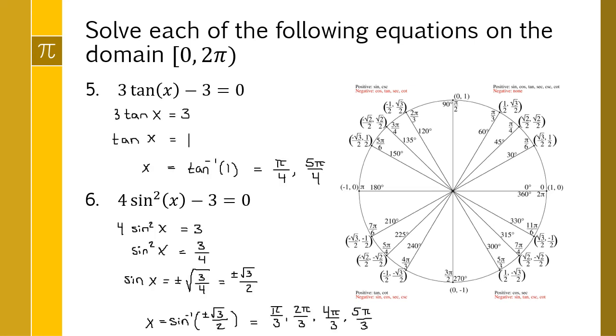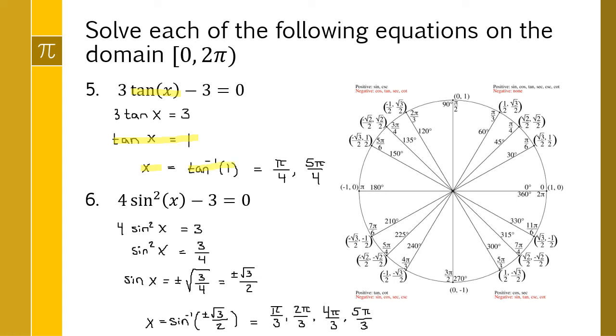And here are your solutions for problems 5 and 6. In problem 5, we need to isolate the tangent function. So I start off by adding 3 to both sides of the equation, and then dividing both sides by 3, and we get tangent of x is equal to 1. Then if you take the inverse tangent on both sides, you get x is equal to the inverse tangent of 1.